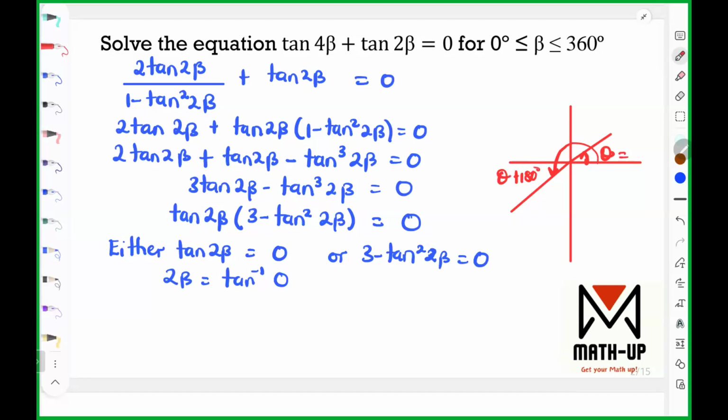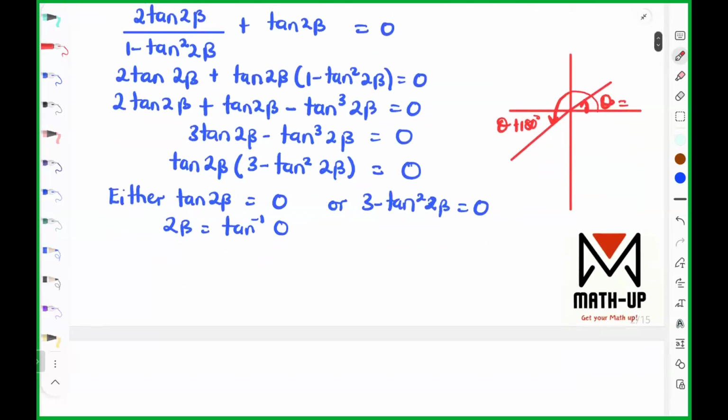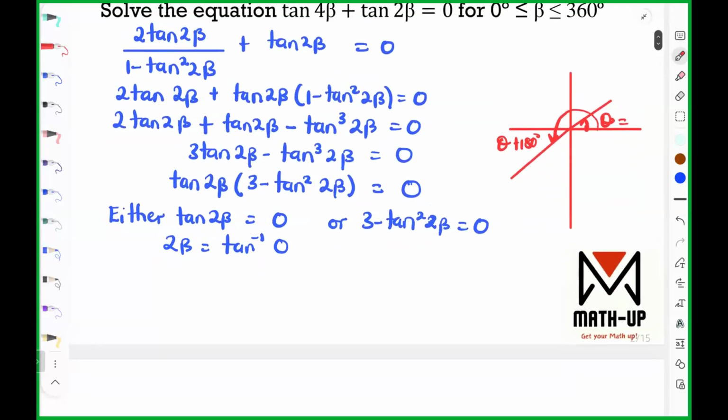So when I get tan inverse of 0, it gives me 0 as the answer. I hope you have your calc and it's in degrees. Please always remember to check. If you left it in radians previously, you have to change to degrees since you're getting angles in degrees. So tan inverse of 0 is 0. So we shall have 2 beta being equal to 0 degrees. Then when I get 0 degrees and add 180 to it, because I want to get the angle in the third quadrant, I'll get 180 degrees.